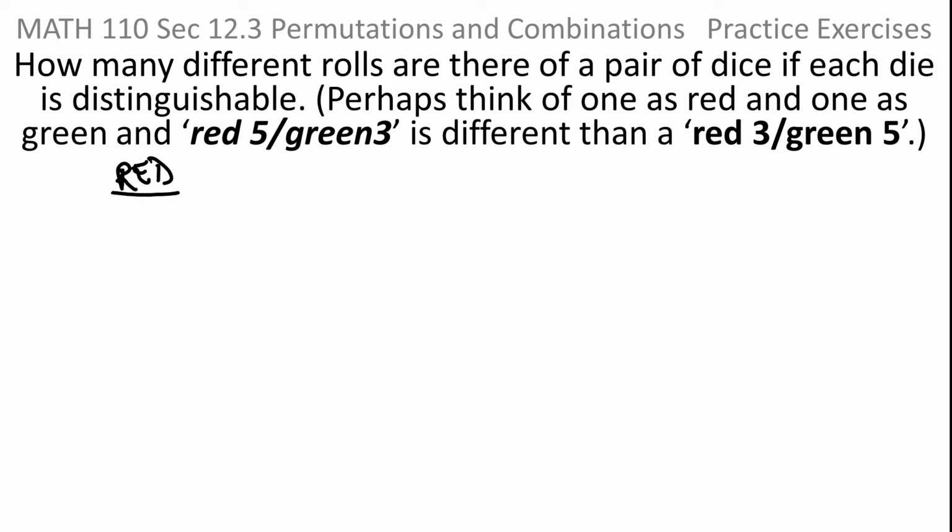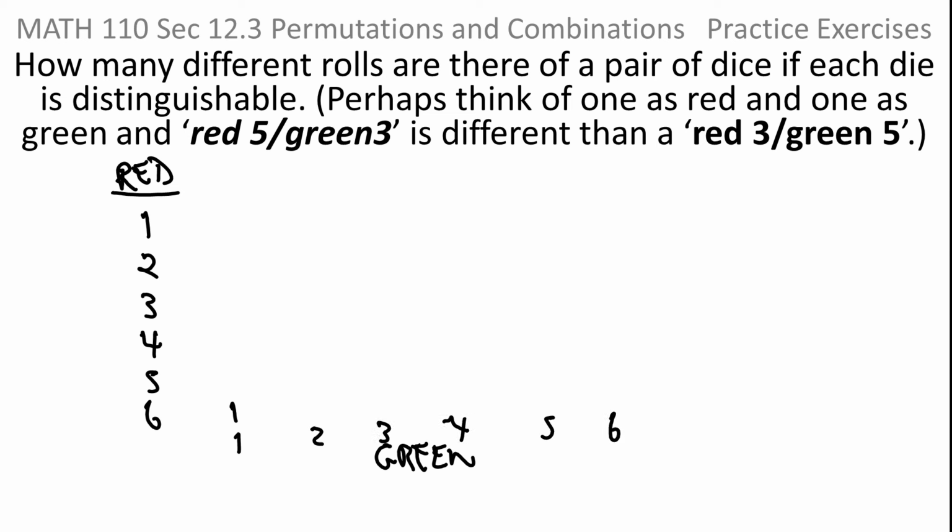is to realize that if I roll the red, I can get a 1 or a 2 or a 3 or a 4 or a 5 or a 6. If I roll the green, I can get a 1 or a 2 or a 3 or a 4 or a 5 or a 6.